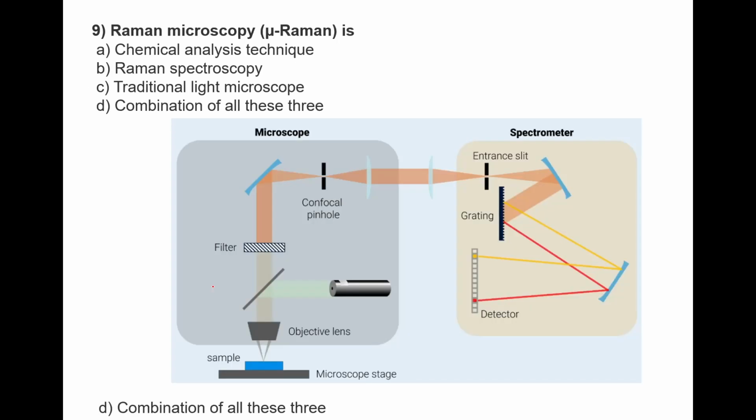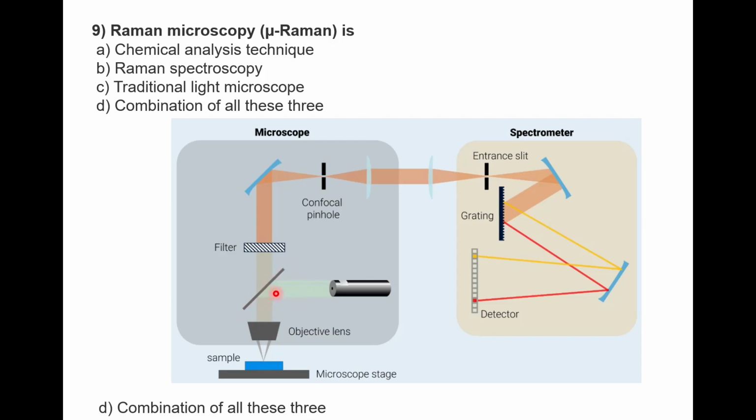Then, Raman microscopy. I had just given you a diagram of how it works. When I was discussing Raman microscopy, I said that it consists of the microscope part as well as the spectrometer part. In the microscope part, what is happening? There is your microscope stage. You illuminate your sample with a green light, from which you will get an image out of it.